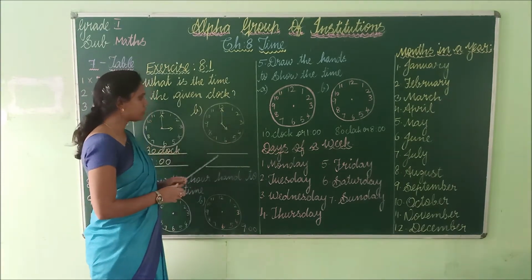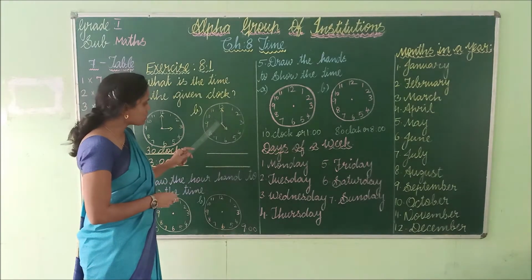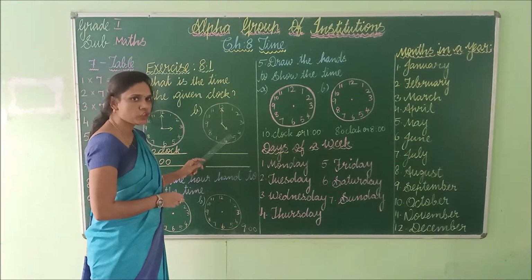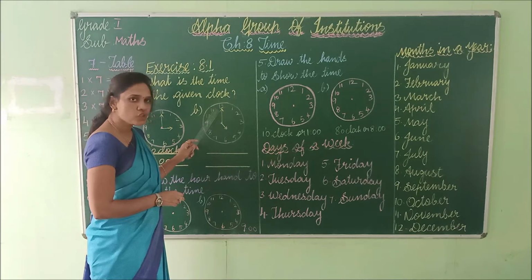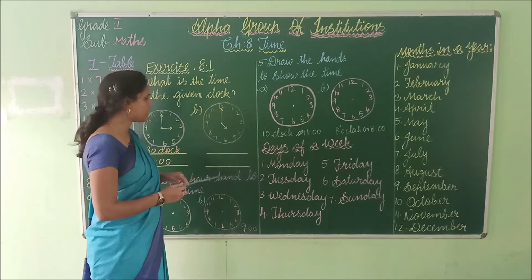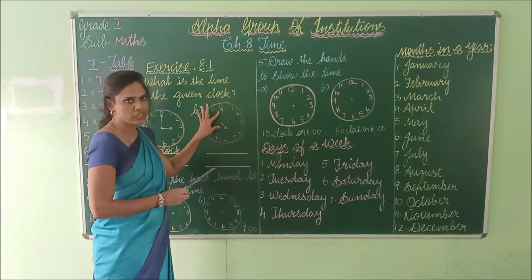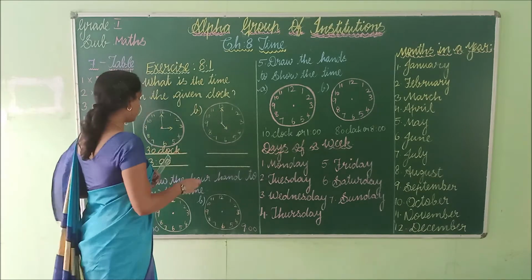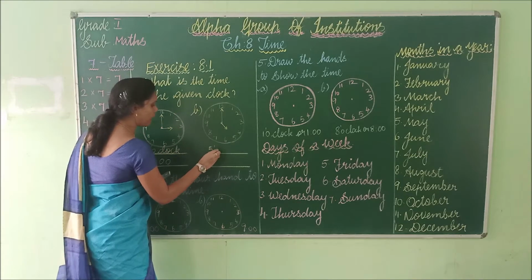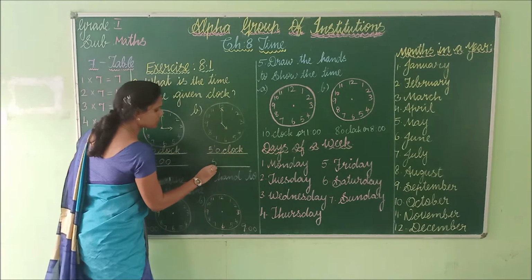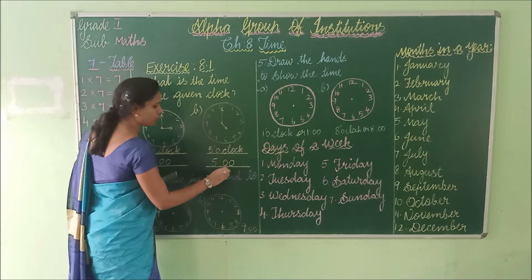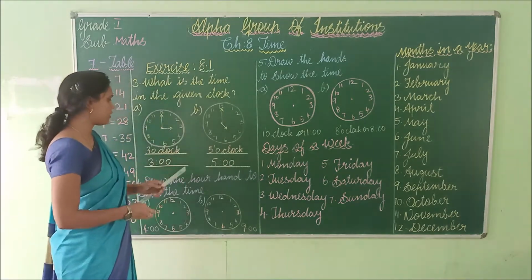What is the time here? See the small hand first. The small hand is pointing to 5. Okay. And the long hand is pointing to 12. Okay. So it is exactly 5. The time is 5. Okay. So we can write 5 o'clock. Okay. 5 o'clock and the time is 5. Okay. In the 2 forms we have written 5 o'clock and 5.